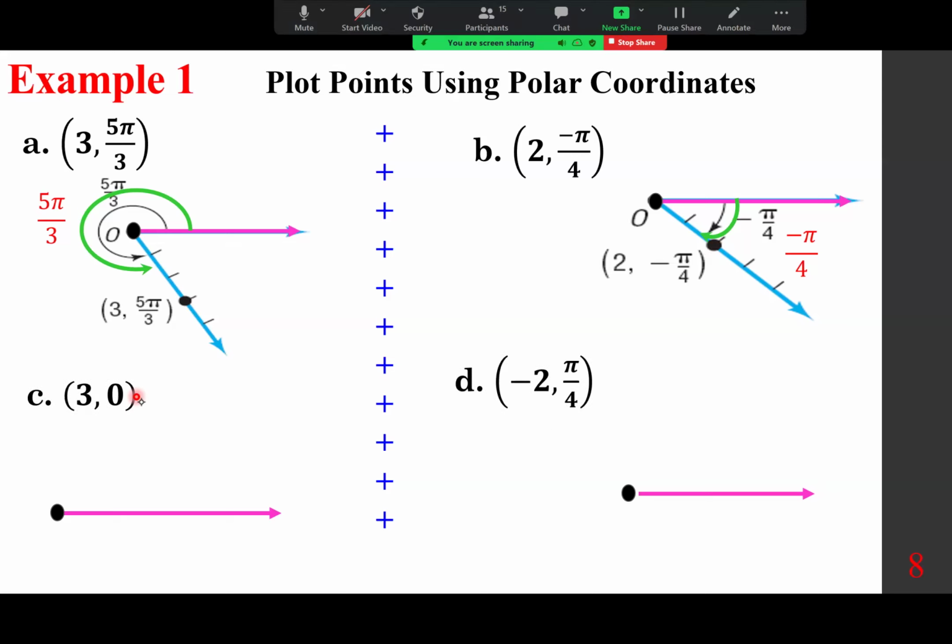(3, 0), the angle is 0. So it's just along this line. And go 1, 2, 3 tick marks. That's all you have to do.